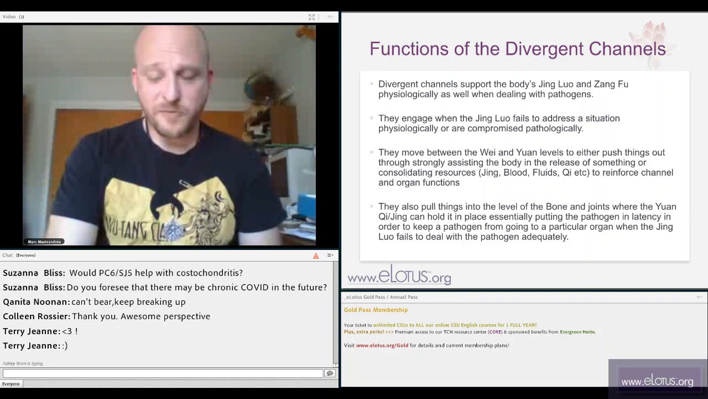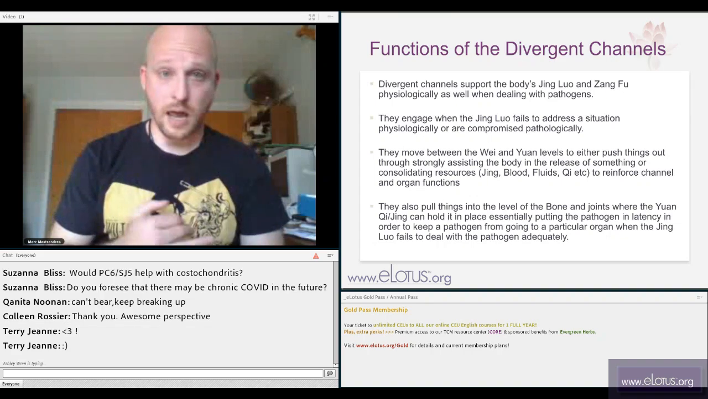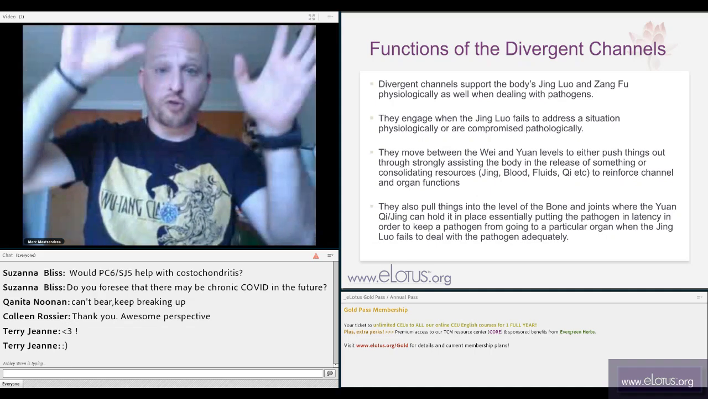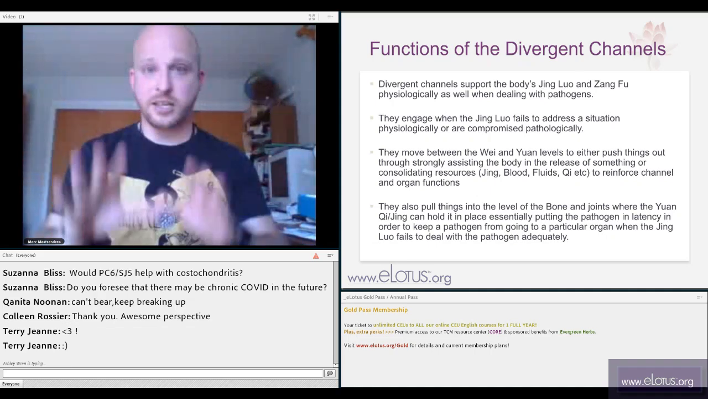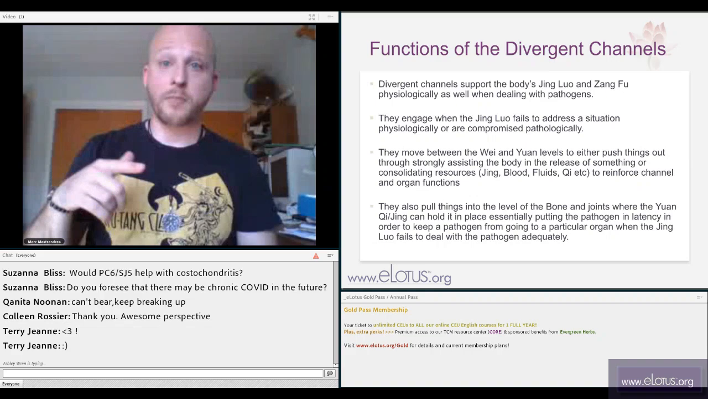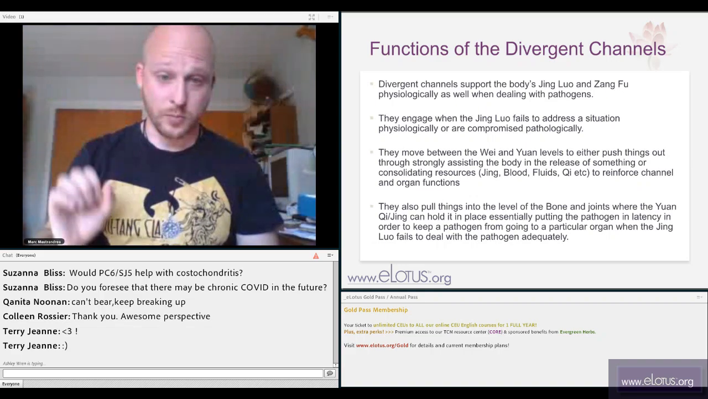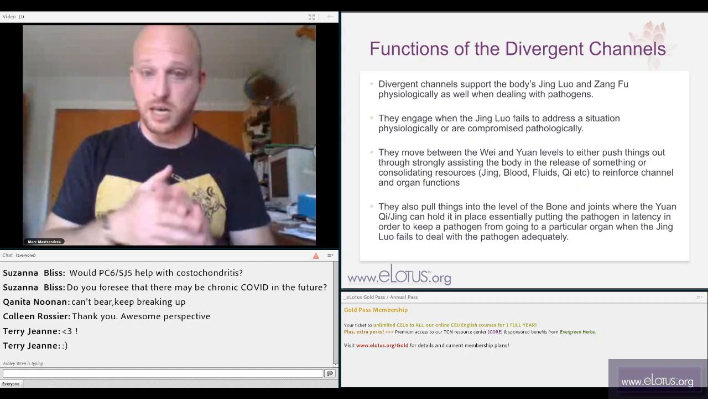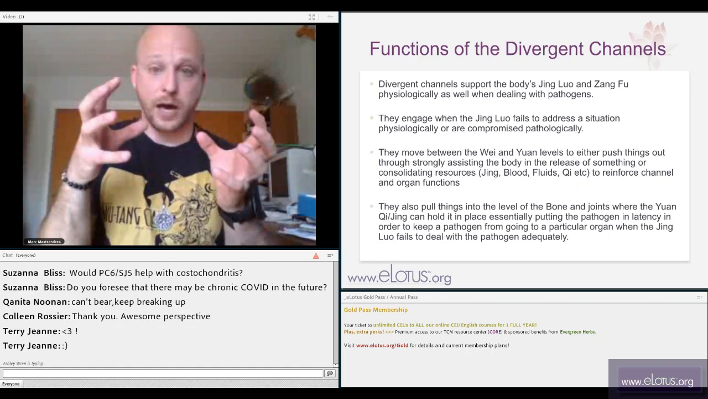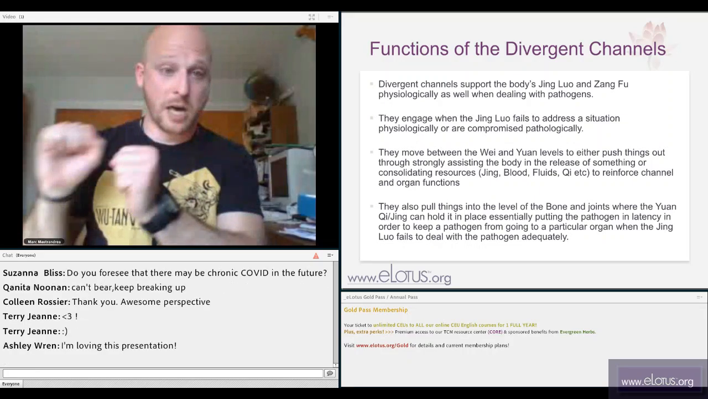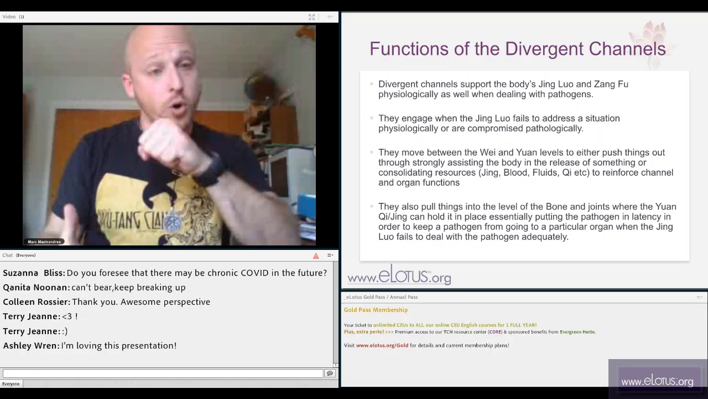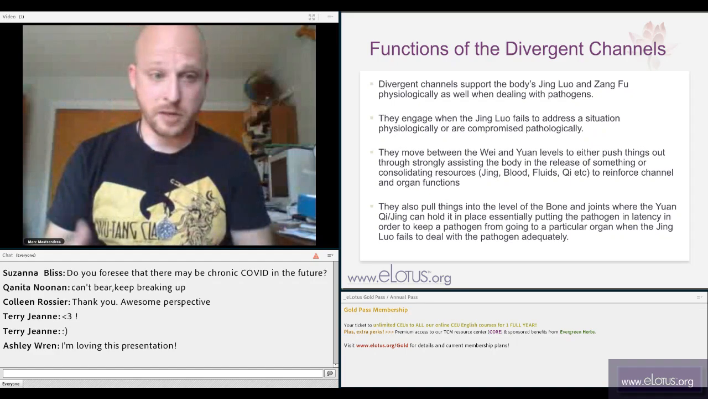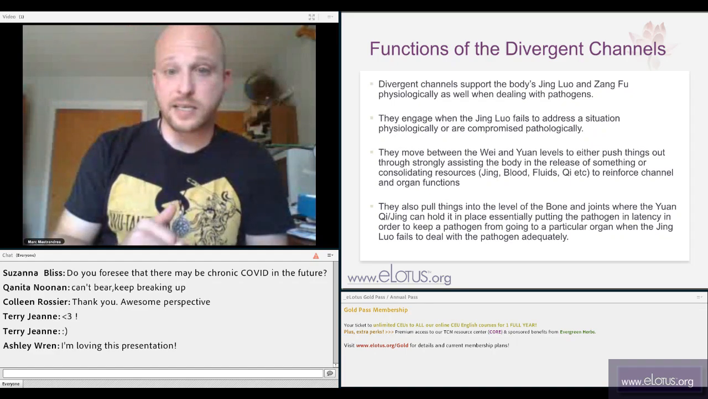So they move between the Wei level and the Yuan level, right? They either push things out through the Wei level, strongly assisting the body to release something by motivating the yin substances of the body to move things out, or they consolidate the jing, the blood, the fluids, the qi, as many yin substances as possible to reinforce a channel and function, or to hold a pathogen in latency. So they have these multiple functions. They also pull things into the level of the bone.